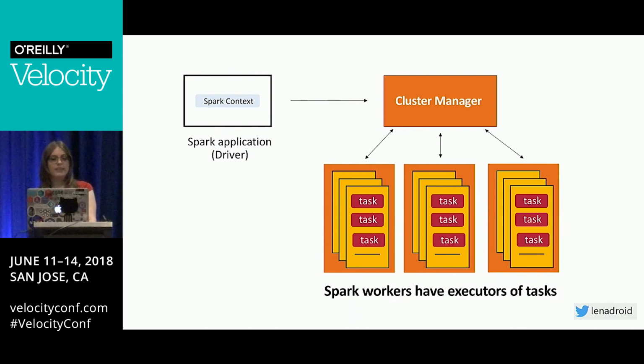There is a driver process that coordinates workers and the overall execution of tasks. An executor is a distributed agent that is responsible for executing tasks that run on worker nodes. And a task is just the smallest individual unit of execution.